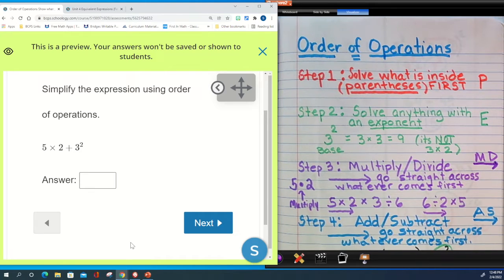Hello everybody, we're going to go over order of operations. So we've been working really hard on this. This is just a page from our notes here.